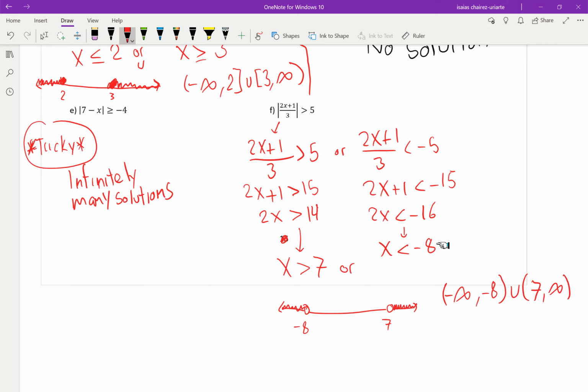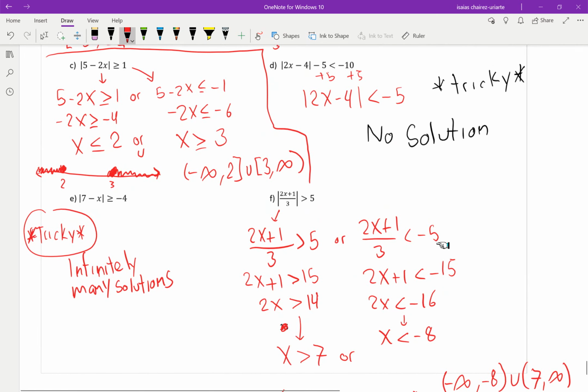So keep these little tricky things in mind. Anytime that you have an absolute value and then an equation or an inequality and then something negative, pause for a second. It's probably the case that either you're going to have infinitely many solutions or no solutions. So be careful with that.